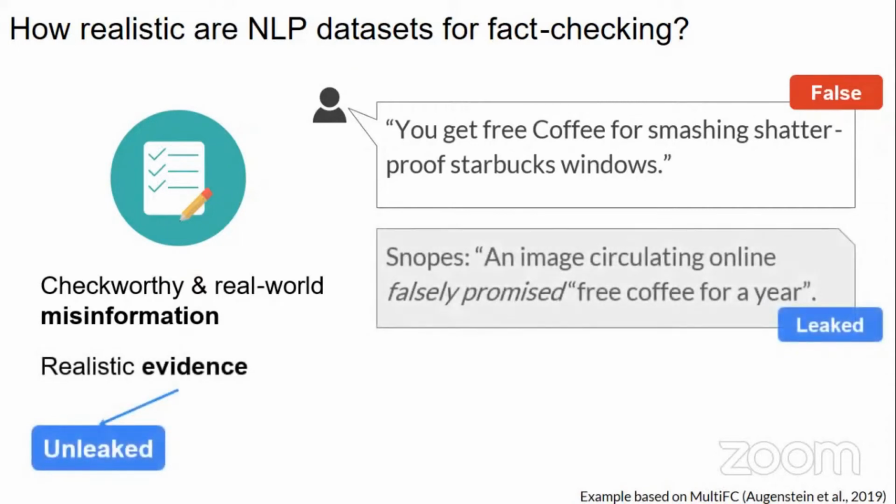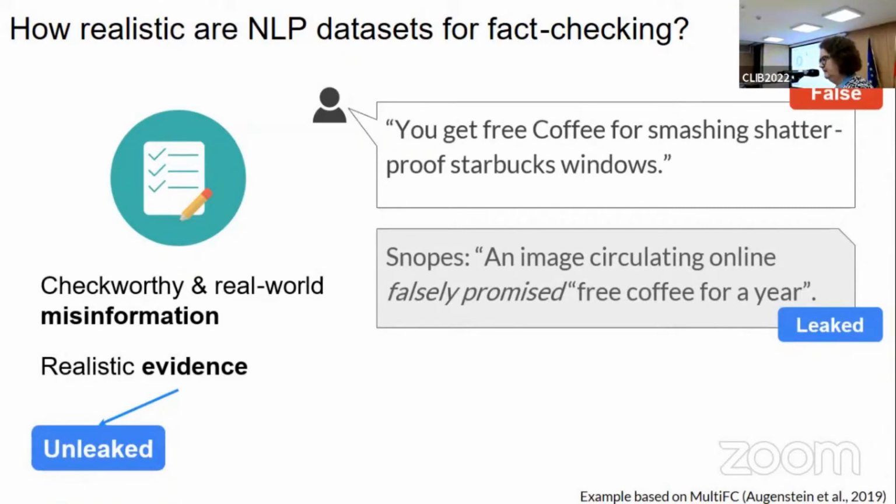Second, we need realistic evidence. So the evidence should be unleaked. We have done another study, which I'm not presenting for lack of time, but the interesting point was that a lot of evidence in current NLP fact-checking data sets is leaked. So what does it mean? For example, it's taken from fact-checking websites. However, if a new claim appears, there is no fact check for it yet. So the data set is based on a leaked piece of evidence, which is just unrealistic because we don't have it in a real life scenario.